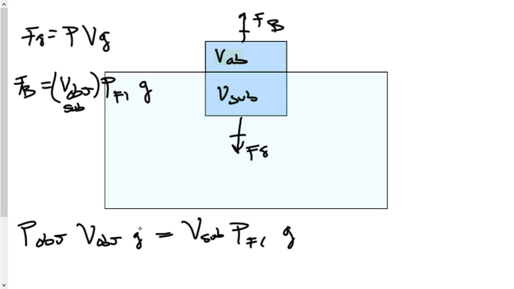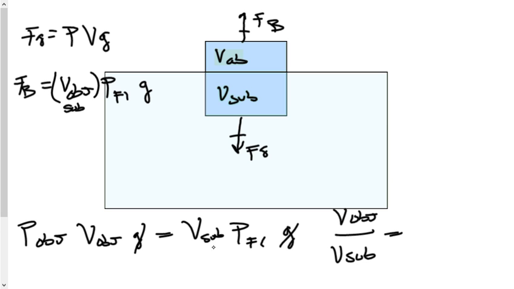So we see that we can cross off the g's there, and we get a proportion. Let's do a proportion, with our volumes on top of each other and densities on top of each other. So let me divide this to the other side. So we get volume of object divided by volume submerged.